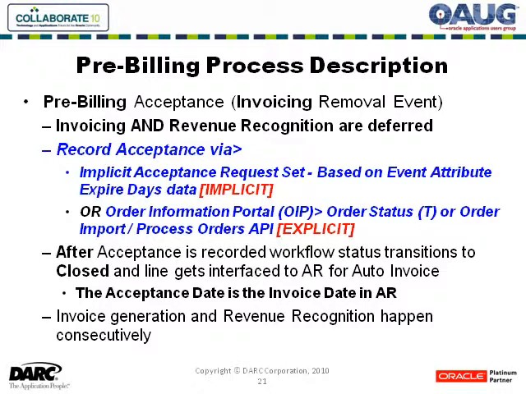You can record your acceptance either implicitly via the implicit acceptance request set based on your expiration window, your grace period, or explicitly in a manual formation via the portal, OIP, or programmatically through Order Import and Process Orders API. After the acceptance is recorded, the workflow status transitions to closed, the line will get interfaced to AR for auto invoice, and your acceptance date for pre-billing will be used as the invoice date in AR. Your invoice generation and your revenue recognition happen consecutively.